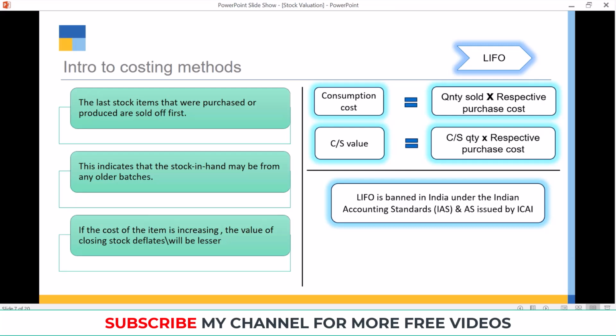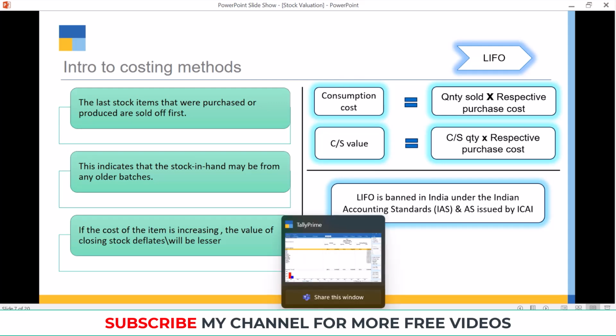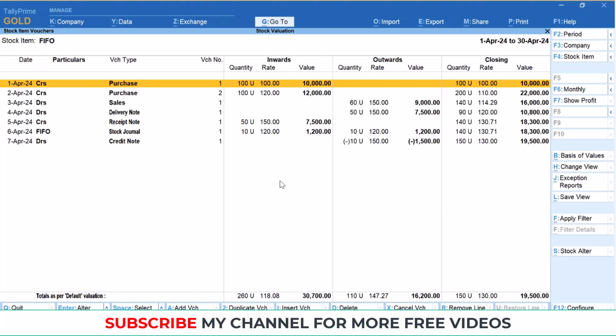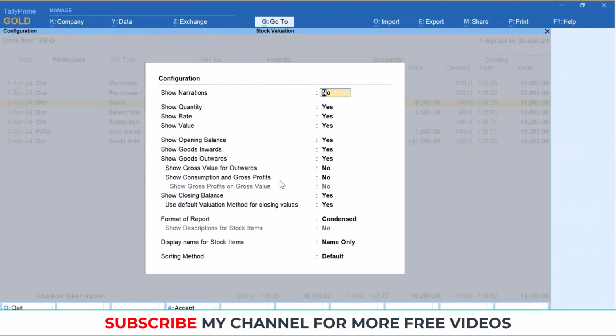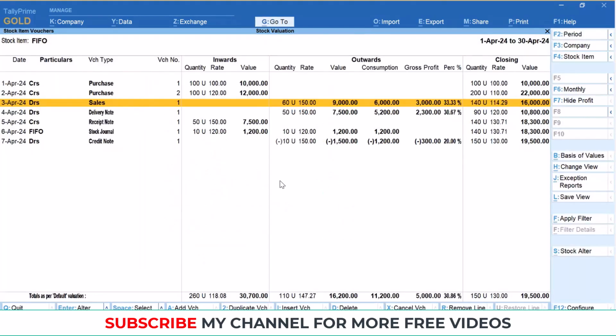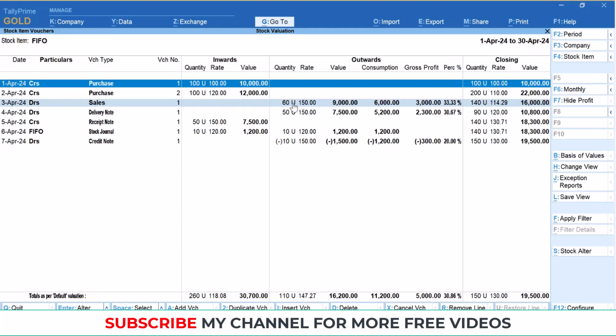Next, coming to LIFO, consumption cost is equal to quantity sold into respective purchase cost. Closing value is respective purchase cost. So this is actually the same when it comes to FIFO or LIFO or average cost as well. I'll just show it here. In F12 configurations, there is an option to show consumption and gross profit as yes. Now, how are we getting this consumption of 6,000? 60 units we have sold, so 60 into 100 is 6,000.